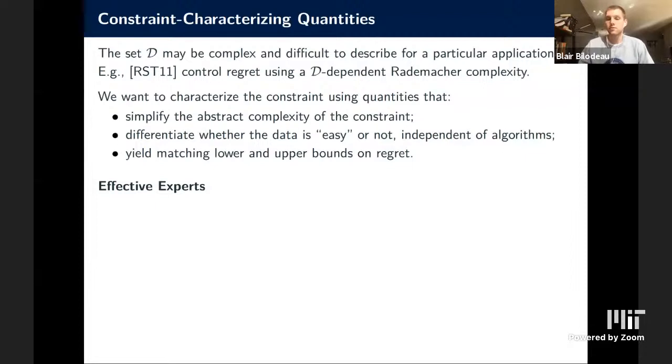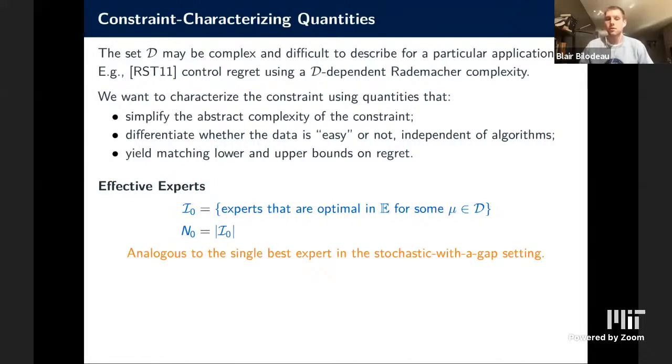So the first of these quantities that we pick is so-called effective experts. This is a quantity that we define, and this is going to be just a subset of the total set of experts that the player has access to, to aggregate over and compete against. And these effective experts are defined to be the ones that can be optimal in expectation under some measure in this set D. So if you think of any measure in the set D, you can take expectation of all the losses, and some number of the experts are best under that measure, and that means those experts are effective experts. And then we just union that over all measures in our set D. We're usually interested in the number of effective experts, which is this N0, and that's just the size of this set. This is analogous to the fact that in the stochastic with a gap setting, there's a single expert that's best in expectation. So here there would just be a single effective expert.